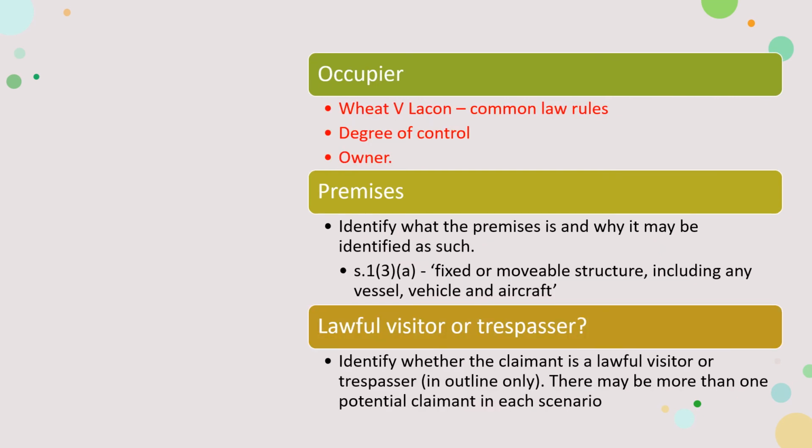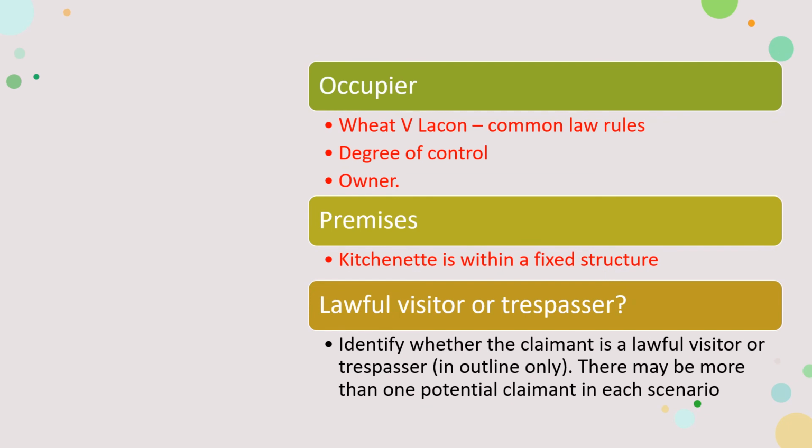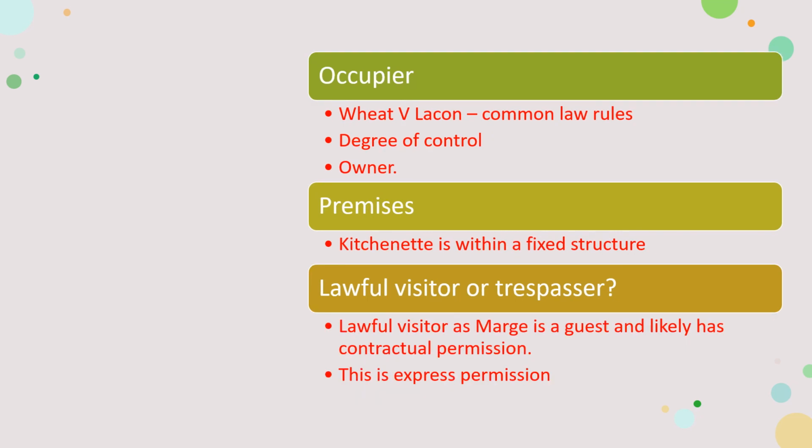We have the owner, Springfield, we have the premises. Well, this kitchenette is within a fixed structure or is a fixed structure, and so therefore is premises under the Act. Lawful visitor or trespasser. Identify whether the claimant is a lawful visitor or a trespasser in outline only. There may be more than one potential claimant. We've noted in what way is she? Well, she has contractual permission, and this is express permission.